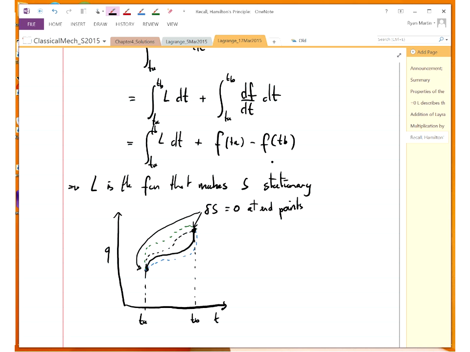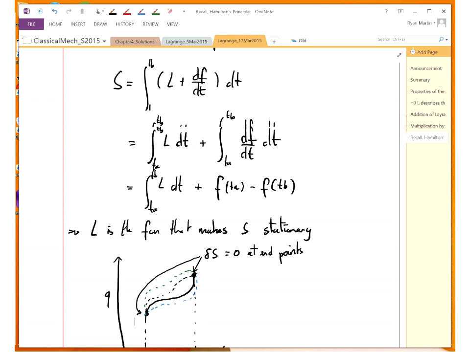And so for that reason, if you add a total time derivative to the Lagrangian, because when you take the action, that thing integrates to be a constant, and then you take the variation, that thing drops off. So it doesn't matter. So you can always add a total time derivative to the Lagrangian, and it will not affect the equations of motion.